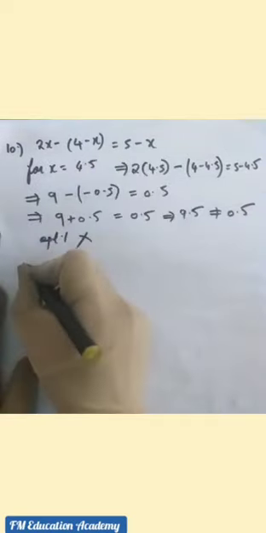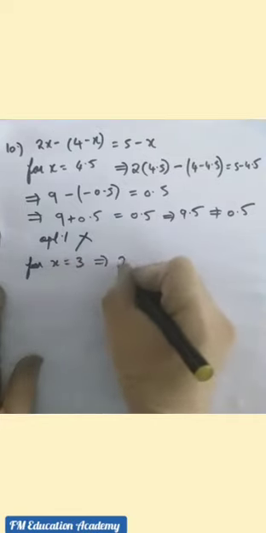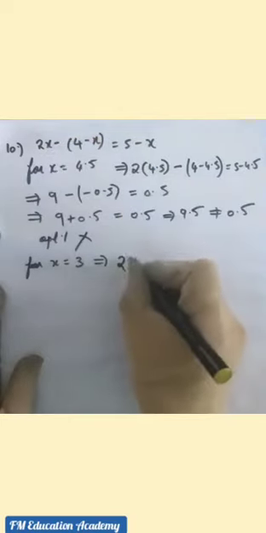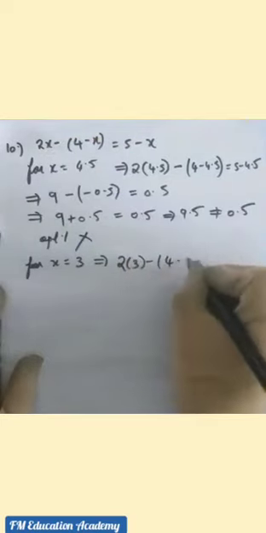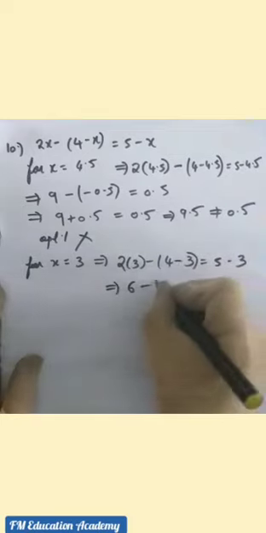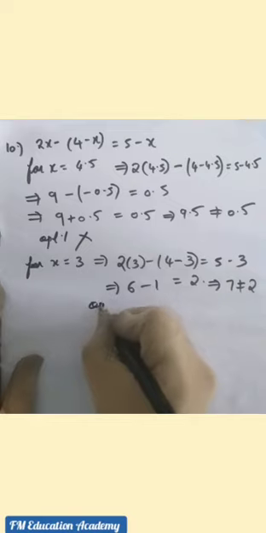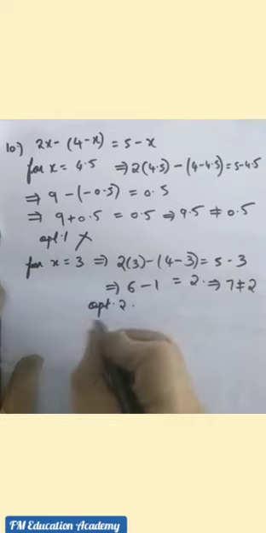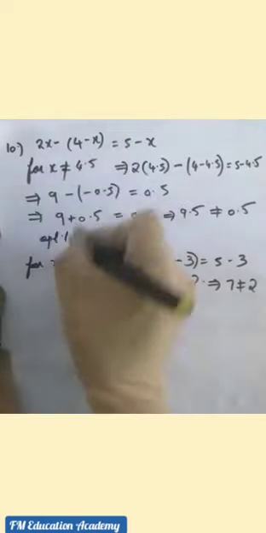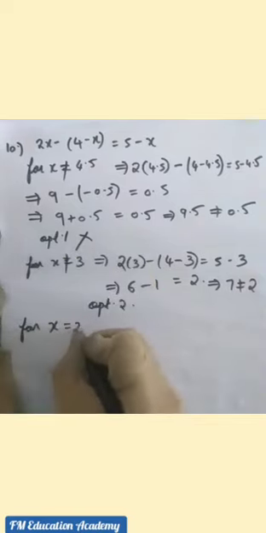Now let us move on to option 2, that is x is equal to 3. So for x is equal to 3, again substitute the value of 3 here in place of x in both LHS and RHS. So 2 into 3 minus 4 minus 3 is equal to 5 minus 3. 2 3s are 6, minus 4 minus 3 is 1, is equal to 1, minus 3 is 2. We know 6 minus 1 is 7 and 7 is not equal to 2. So option 2 can also not be there. That is x is also not equal to 3. Okay, we got it. Next, let us see our option 3 which is equal to 2.25.